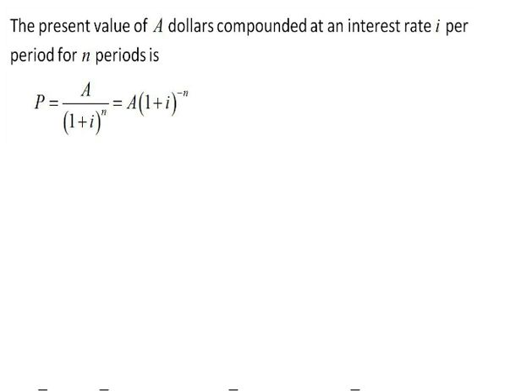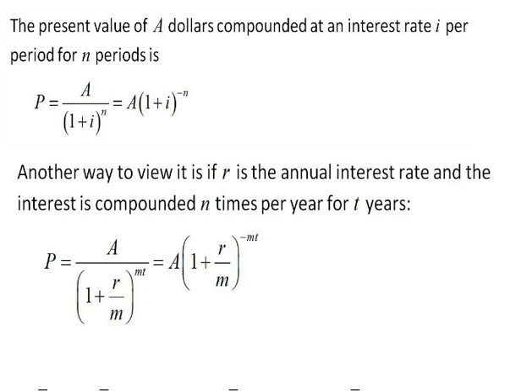Now if we take that first part of the formula and divide both sides by 1 plus I raised to the n, you get that the present value of $A compounded at an interest rate of I per period for n periods is P equals A over 1 plus I raised to the n, and that's the same thing as A times the quantity 1 plus I raised to the negative n.